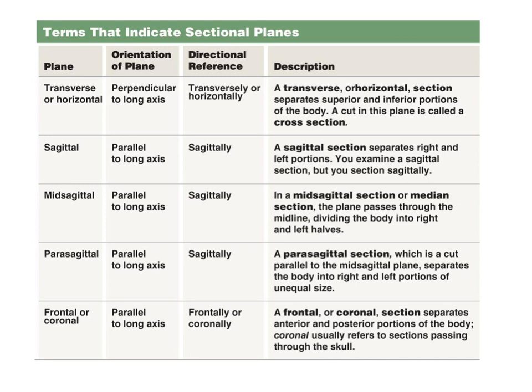So here, just a little chart showing again everything that I mentioned in the previous section. Transverse, horizontal, cross section; sagittal being mid or parasagittal; and the frontal plane, which can be called a coronal plane.